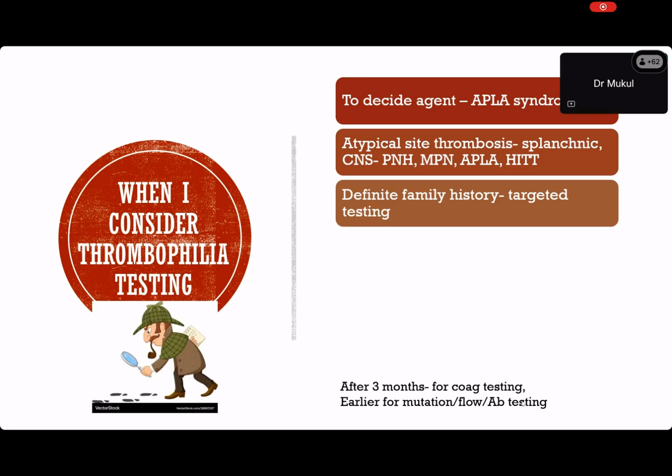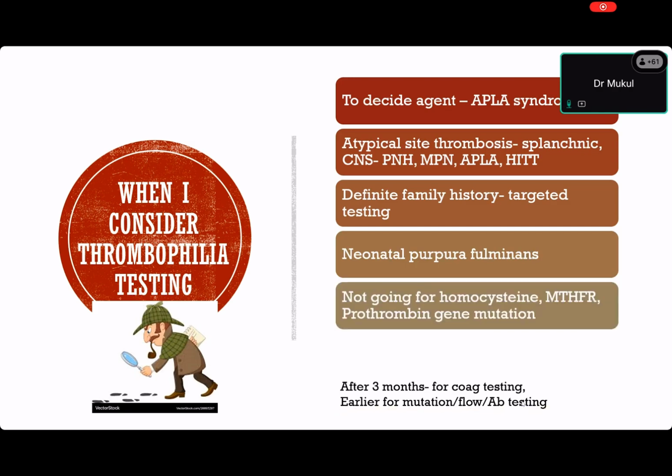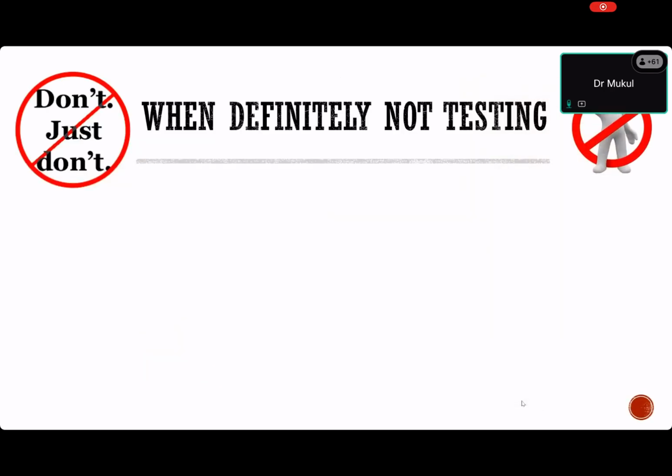Suppose you have a patient whose relative has a history of thrombosis and has been diagnosed, let's say, with protein C deficiency. You do not consider all the thrombophilia testing, you just target a specific test for this patient. Neonatal purpura fulminans, ma'am has already highlighted for neonates: sick neonates who present with purpura fulminans, protein C and S may be associated. In my practice, we are now not going for homocysteine or MTHFR testing, and of late we have also almost stopped doing prothrombin gene mutation testing because these have not been picked up, at least for a reasonable amount of time that I'm aware of.